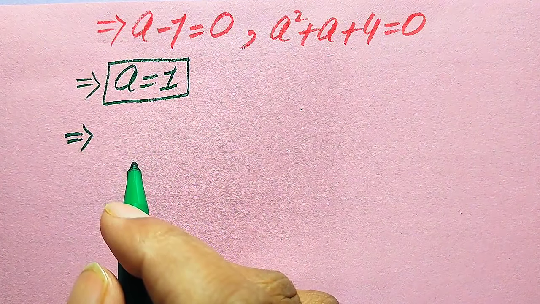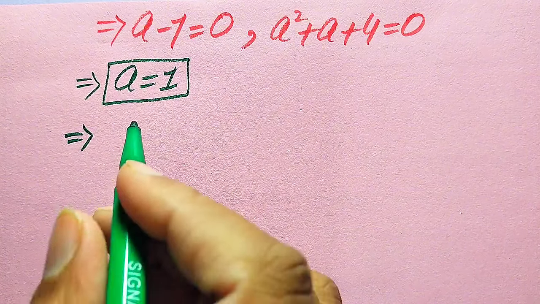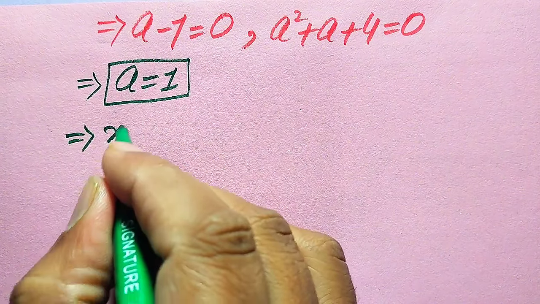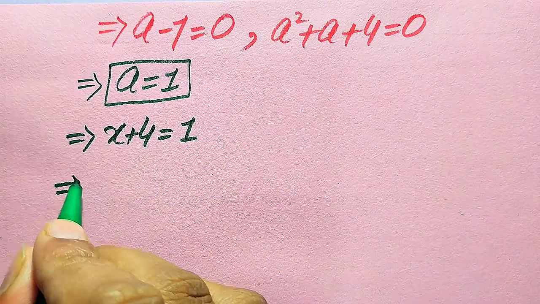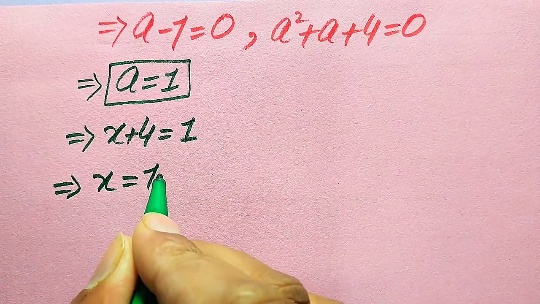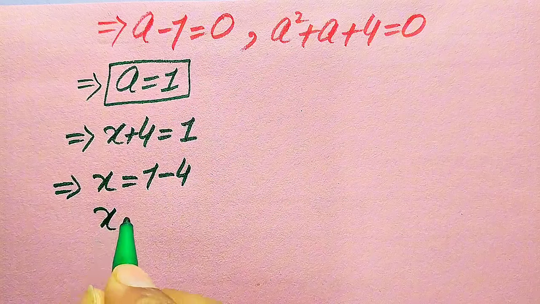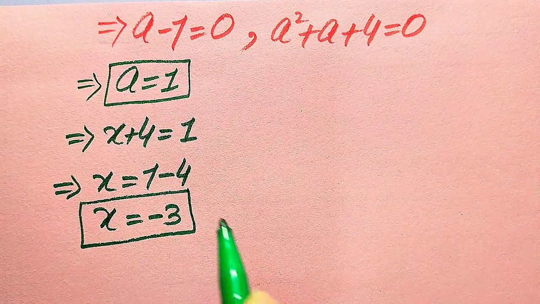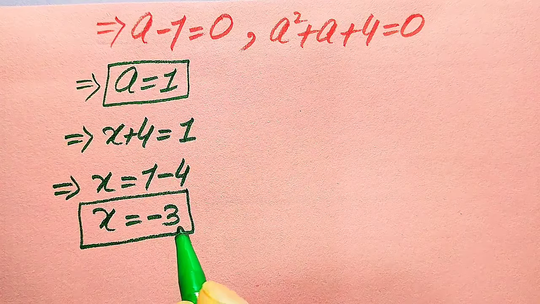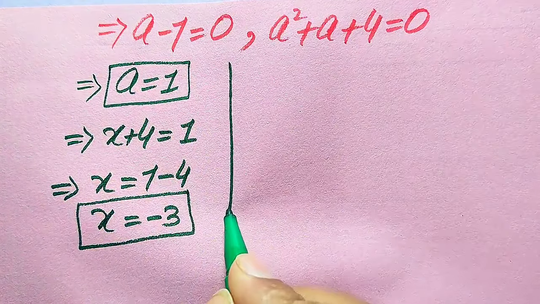In the start of the problem, we took a equals x plus 4. So when we put it here, it becomes x plus 4 equals 1. Now we move this 4 to the right hand side, and it becomes 1 minus 4, and we easily get the value of x equals minus 3. So this is the real value of x, which is the required value for the given equation.